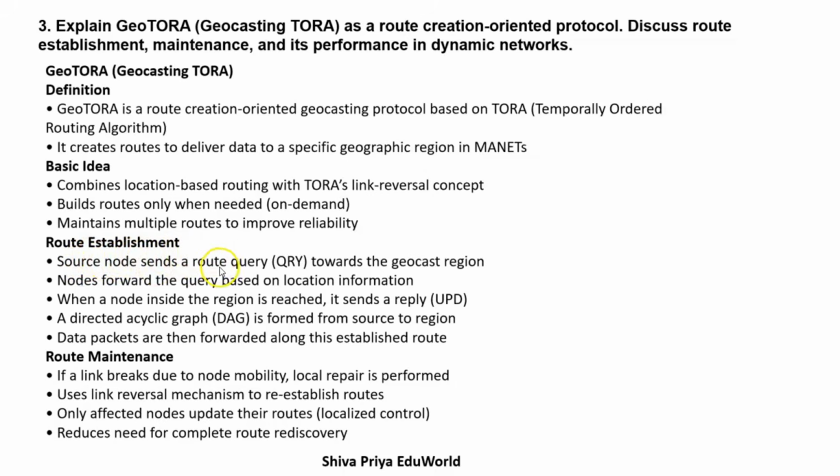Source node sends a route query, that is QRY, towards the geocast region. After that, nodes forward the query based on the location information. When a node inside the region is reached, it sends a reply. A directed acyclic graph is formed from the source to the region after reaching that.